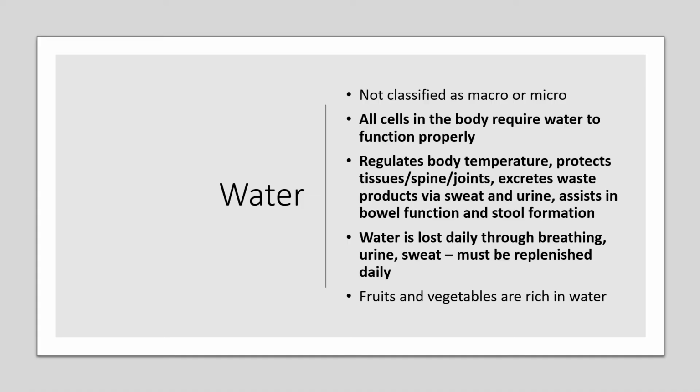We have water. Water doesn't really get classified as a macronutrient or a micronutrient, although you could arguably throw it into either category, but it's its own standalone nutrient. All cells in the body require water for proper functioning, and some of the reasons are that water helps to regulate our body temperature. Water is also protective, surrounding tissues, our spine, and our joints. Water also makes up the fluid portion of our blood.